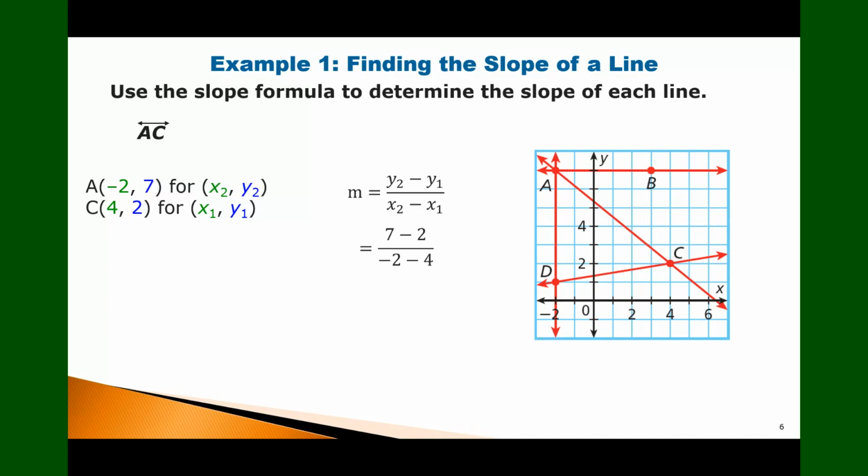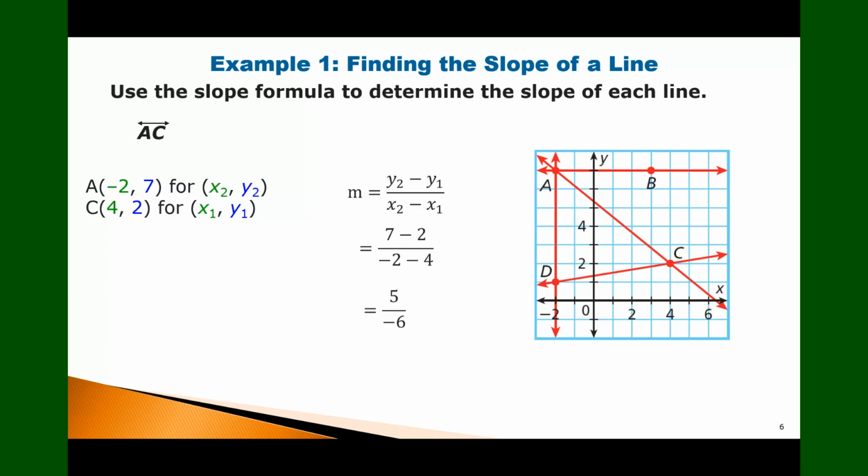And then it's negative 2 minus 4. So just be careful with your positives and negatives here because that is a negative 2 on the bottom. So when I subtract, you're going to get 5 over a negative 6. Okay? And that's my answer.